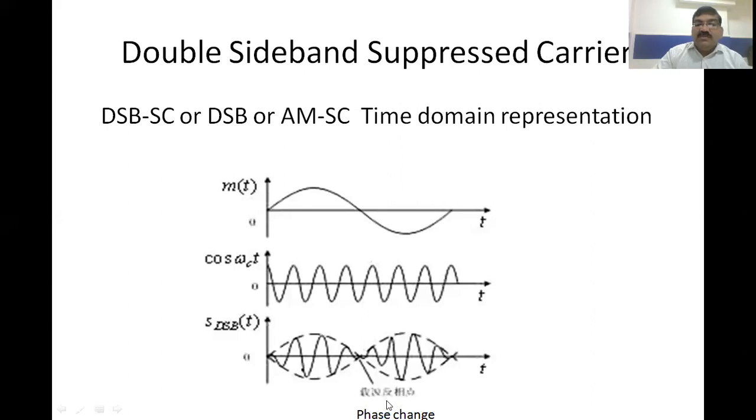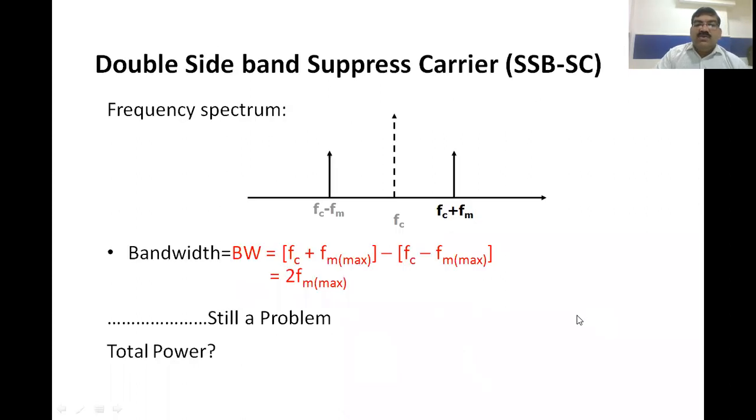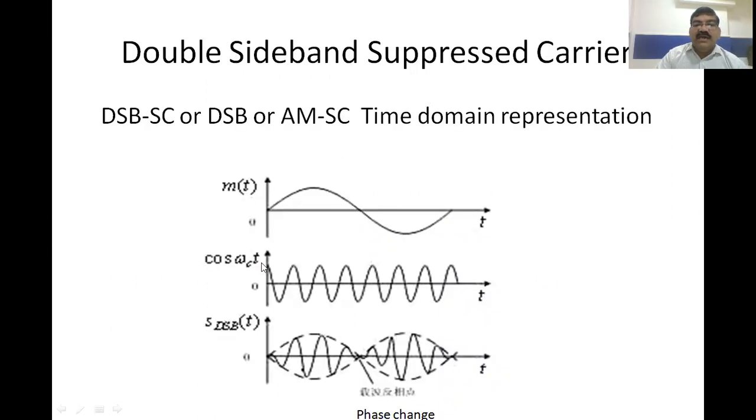In the suppressed carrier, this is your modulating signal, this is your carrier signal, and this is what you get when the carrier is suppressed. So the carrier is suppressed, and only the sidebands, with modulation index 1 for perfect modulation, get transmitted. So what will be in the frequency spectrum? This representation is the time domain.